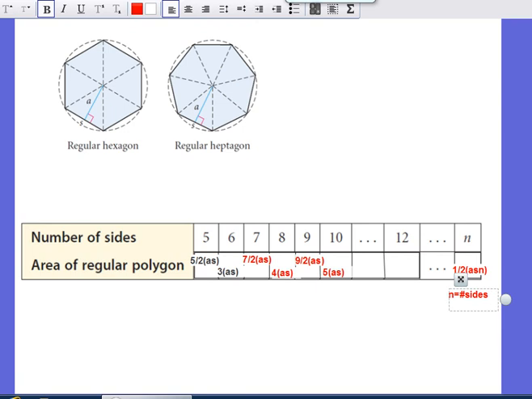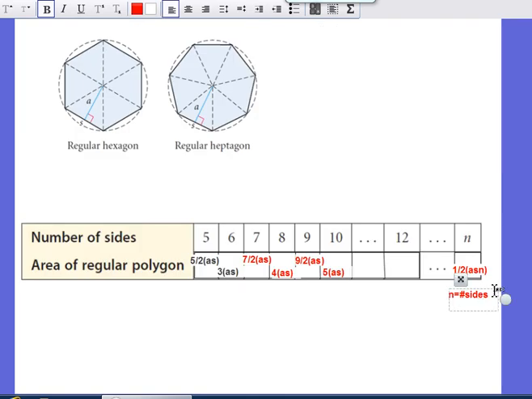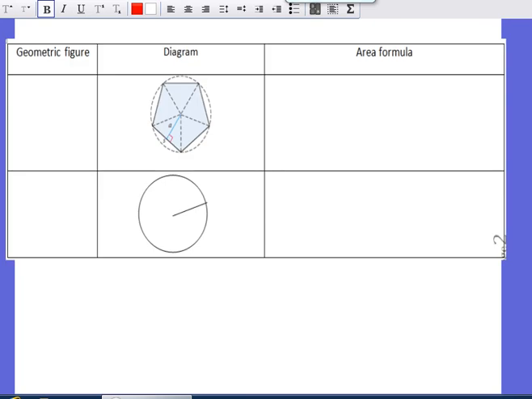And make sure you have in your notes, I'm going to go back a slide, I'll be right back to this one, you should have it right here, A equals apothegm, S equals side. Make sure that's in your notes. You need to have it on both so you know what everything is. So go ahead and make sure you have that. That's the equation to find the area of a regular polygon.